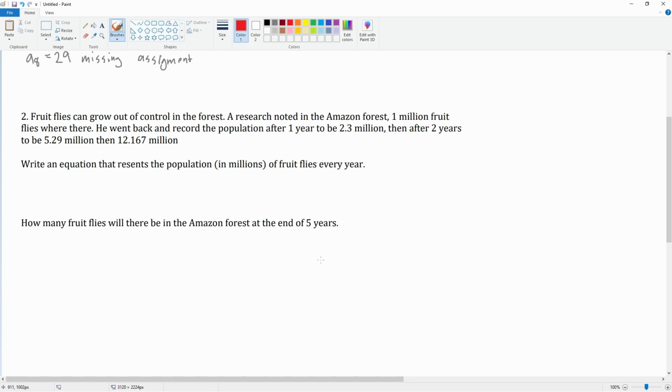If you wrote 1 here first, and then 2.3, then 5.29, then 12.167, you would be wrong. The 1, which is the million, is not the first term. Okay, it says right here that the first term, or the first year, is 2.3. That's the reason why that's the sequence. Now, this looks pretty fast, so we're going to check geometric, okay?